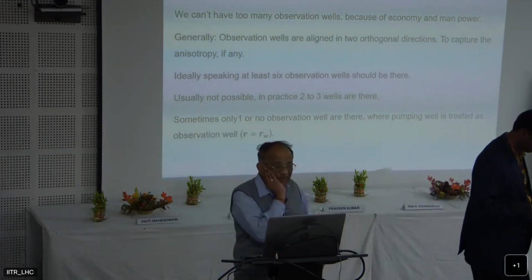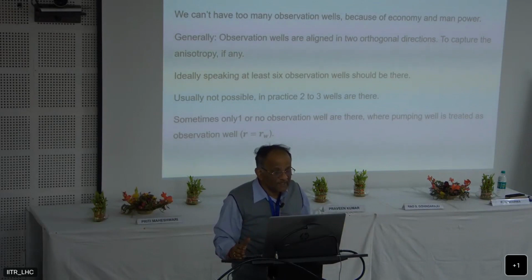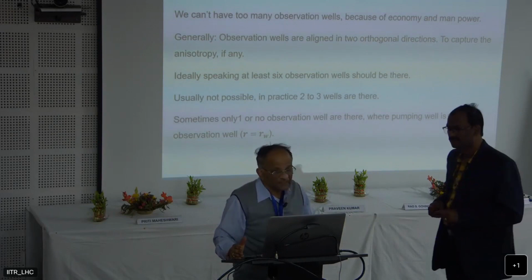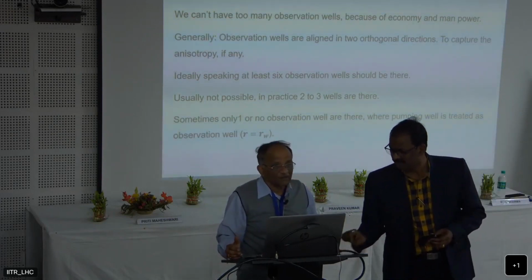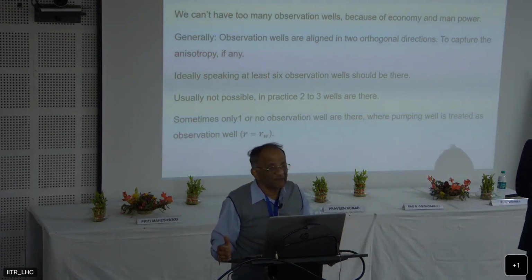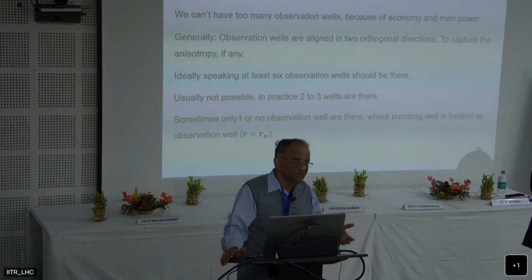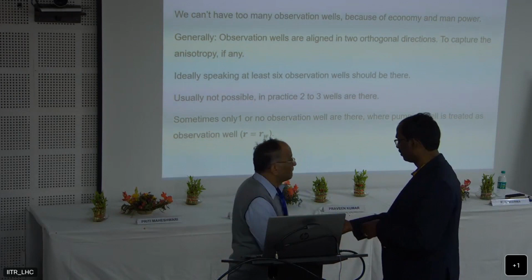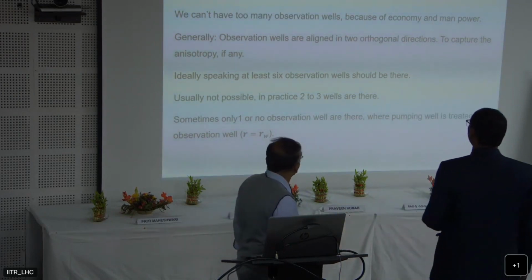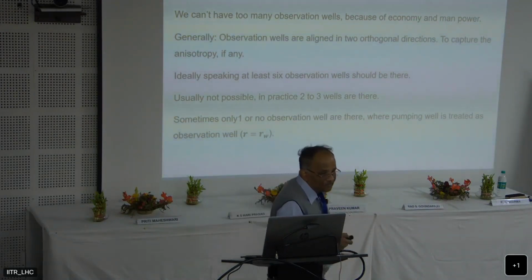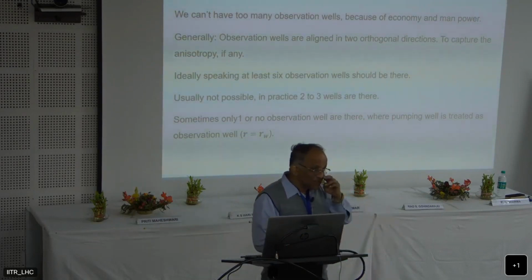So usually a typical pumping test should have at least 6 observation wells, but because of the huge amount of money, it is quite expensive to do that. Usually a typical pumping test will have 2 to 3 observation wells and 1 pumping well. Sometimes there is a constraint on money.